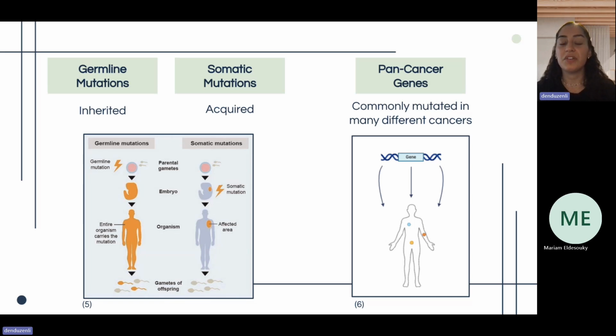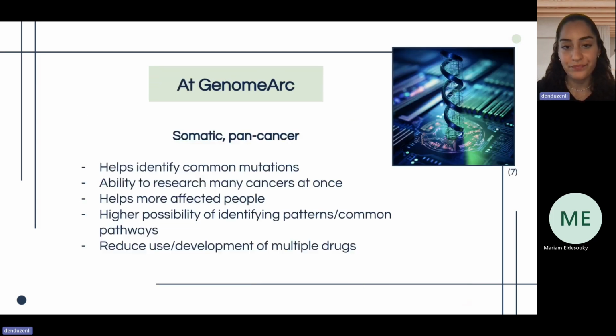Pan-cancer genes, which are going to be the focus of today's presentation, are commonly mutated in many different cancers. So these genes, as you can see in the image here, one gene can cause many different cancers, regardless of whether it be through germline or somatic mutations. And these are very important to study because they can give us a comprehensive view and very good insight into how cancer develops, how it progresses, and just helps us get a better understanding in less research time about cancer and these different genes.